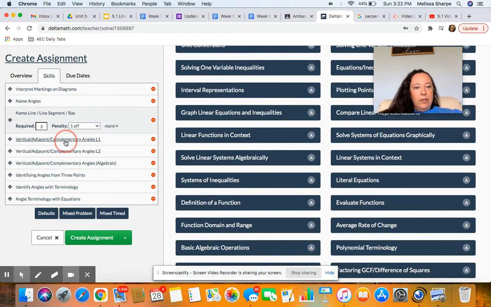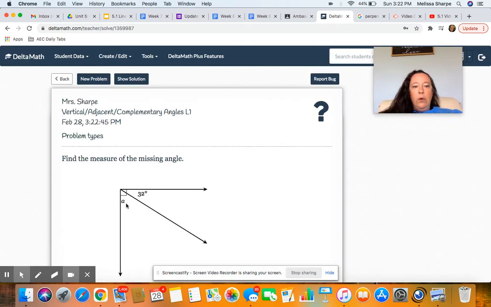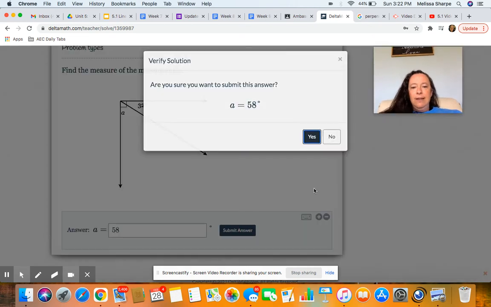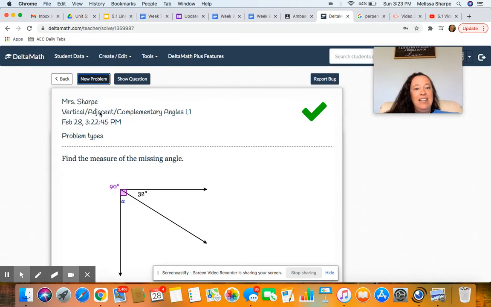All right, vertical, adjacent, and complementary angles. What would angle A be? Well, that's complementary. They have to add to 90. So what would that need to be? 32 plus what equals 90? That'd be 58. Let's see. Did I go too quick? I don't know. Oh, it is 58.